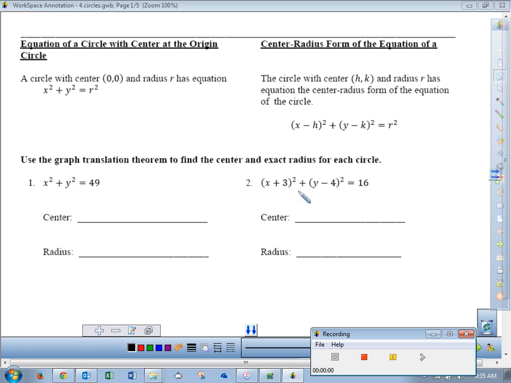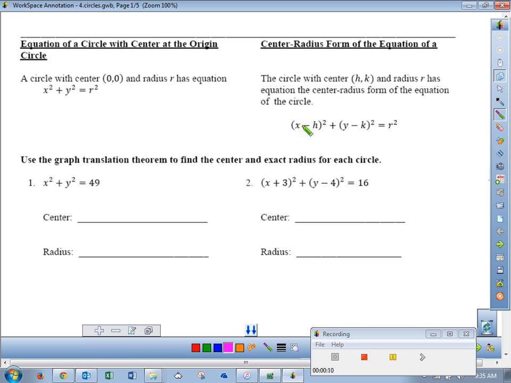Still in Unit 2, today we just talked about circles. So here's the equation of a circle in what we call center-radius form, because you can tell the center and the radius of the circle from this form. The center of the circle is at (h, k). It's very much like our graph translation theorem, where they have the opposite in front there also.